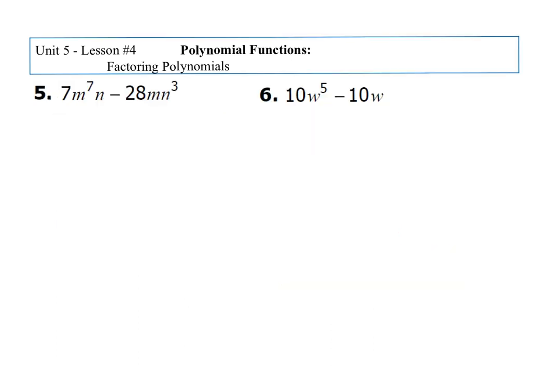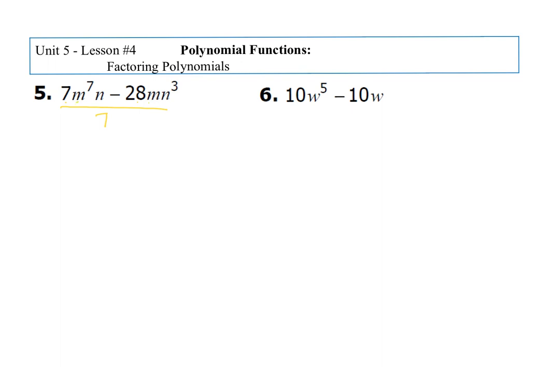Okay, number 5, we have 7m to the 7th n minus 28mn cubed. So I'm looking at this, and my brain is almost shouting at me that 7 and 28, like 7 can go into 28, and they both have m's and n's. So I see that they have all these things in common. So that tells me I need to divide out a greatest common factor first. So the largest number that goes into 7 and 28 is 7. Then I check my m's.